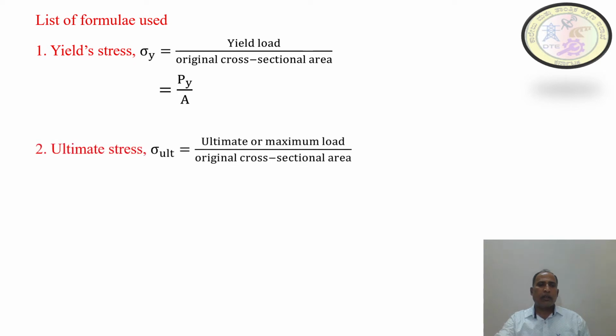And second formula is ultimate stress, that is sigma ultimate is equal to the ultimate or the maximum load by the original cross-sectional area. So we are assuming that you have gone through the stress strain diagram. Therefore, sigma ultimate is equal to Pu or Pm by cross-sectional area.